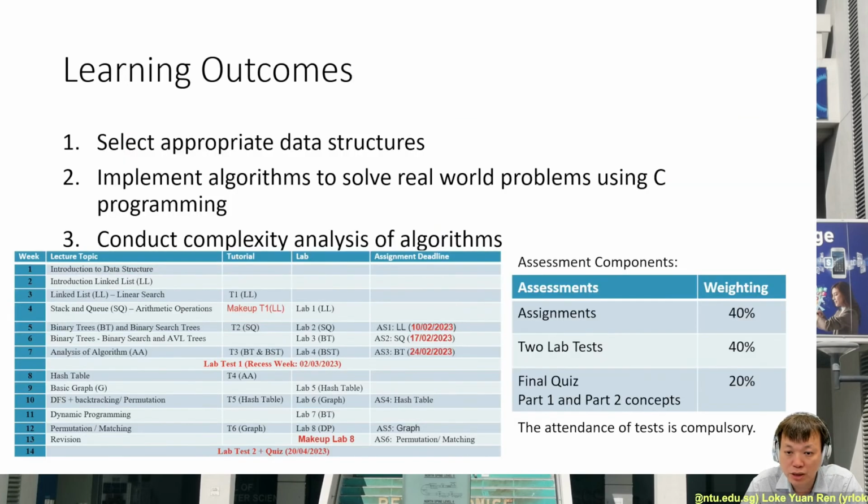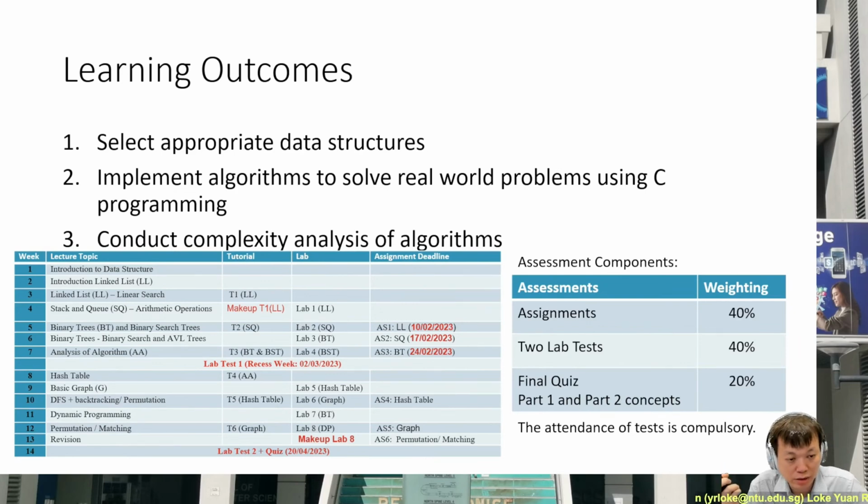Same thing: the first half is about how to select an appropriate data structure, and the second part is more about what kind of strategy you can use to design an algorithm to solve the problem. The second part, especially this week, also covers how to conduct the complexity analysis of an algorithm.